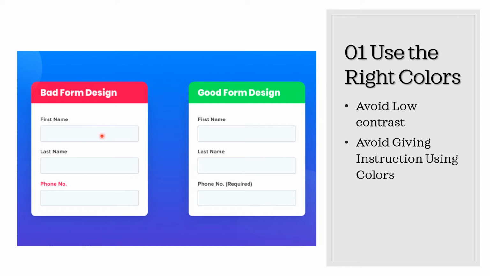The second one is avoid giving instructions using colors. For example, this one. You want to make the text important so people can recognize it, but it is not obvious what you want the user to do. So you can just add another text saying "required." That would be better.